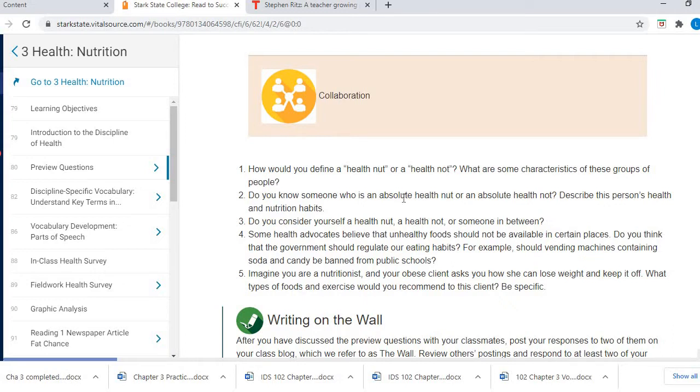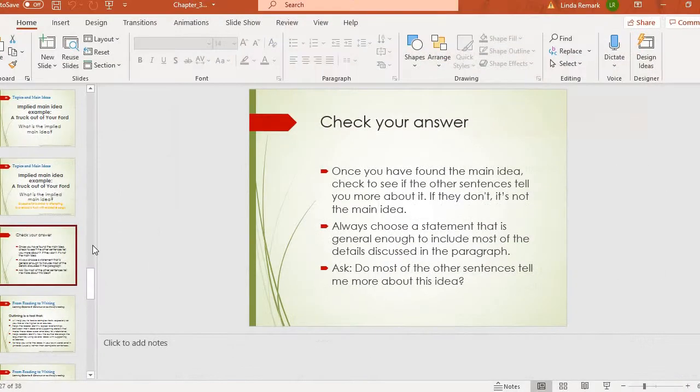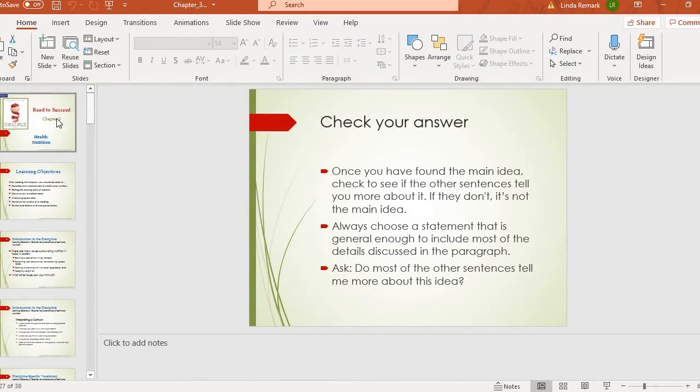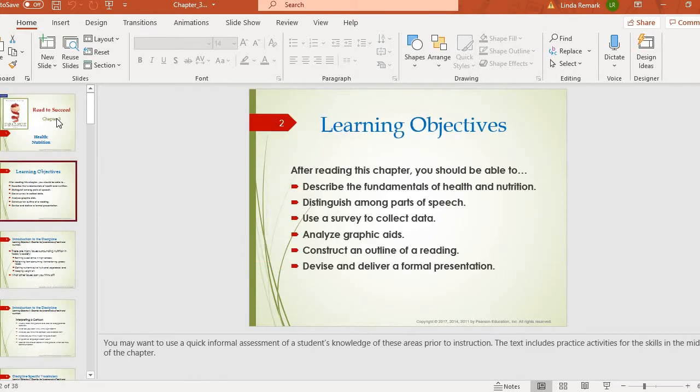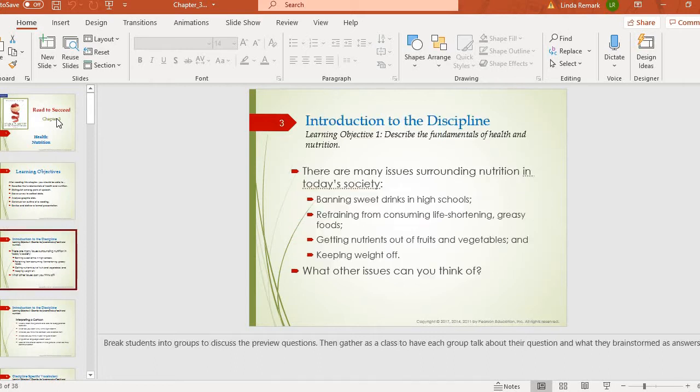All right, so we will get back to our book, but I'm going to go ahead and use our PowerPoint to walk us through the concepts of topics and main ideas. Now, the learning objectives, these really focus on other things within the textbook.